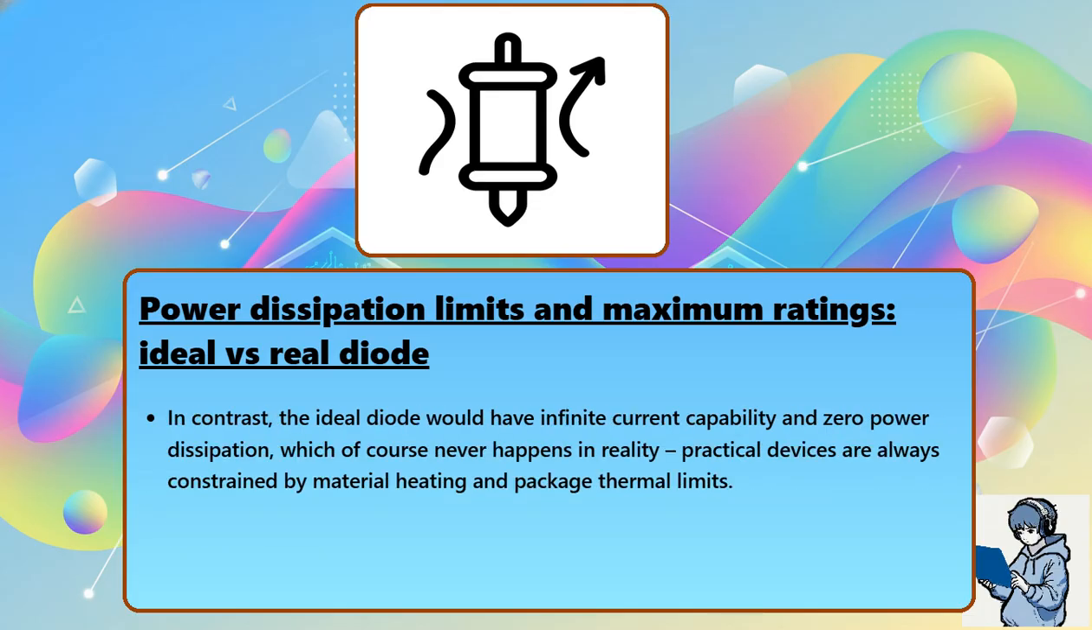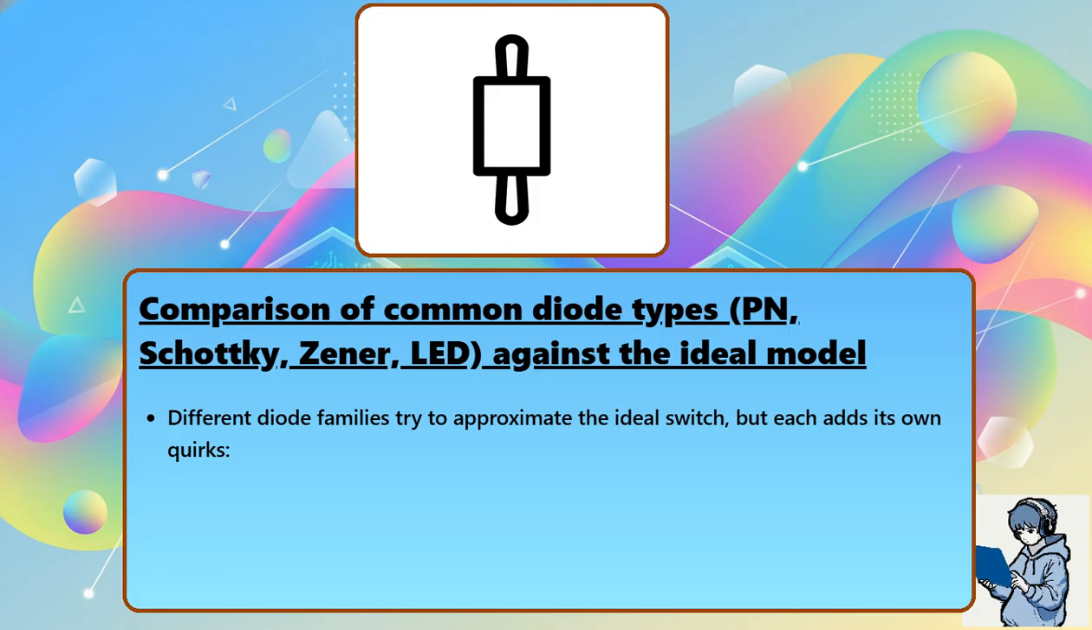required. In contrast, the ideal diode would have infinite current capability and zero power dissipation, which of course never happens in reality. Practical devices are always constrained by material heating and package thermal limits. Different diode families try to approximate the ideal switch, but each adds its own quirks.